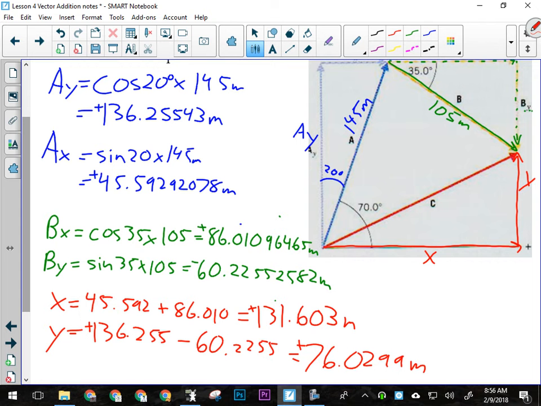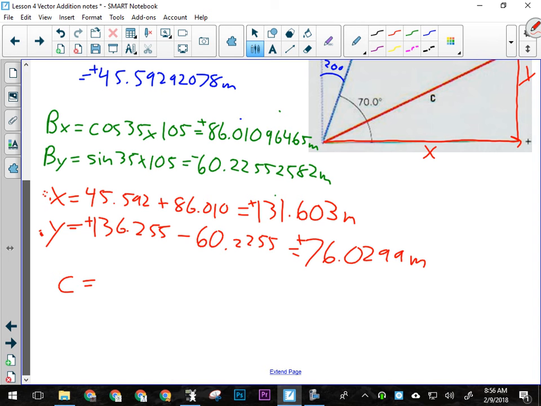So now I know the two sides of my total or my end resultant. Okay, that's vector c here. So if I want to find out the magnitude of c, what do I have to do with those two numbers? Pythagorean theorem. Okay, I've got the two sides of a triangle and looking for the hypotenuse. So I'm going to plug them into Pythagorean theorem. So C is going to equal the square root of 131.603, of course, with all the numbers actually in it, squared plus 76.0299 squared.